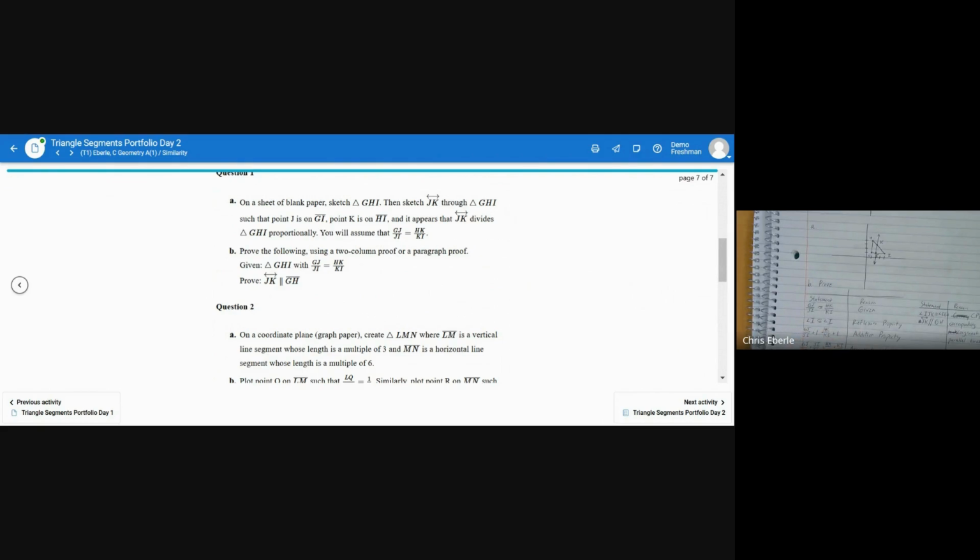All right. So it says on a sheet of blank paper, sketch triangle GHI. So notice I sketched this one a little bit differently. I actually moved it away from the origin.